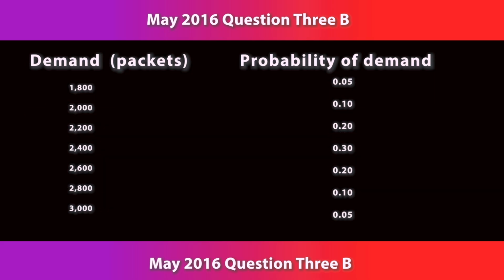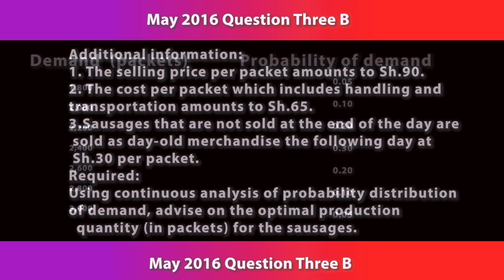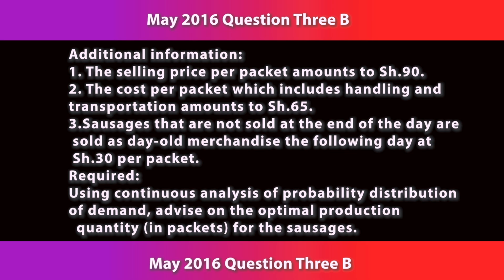From an analysis of past demand, he estimates demand for the sausages as follows: 1800 packets, probability of demand is 0.5; 2000 packets, 0.1; 2200, 0.2; 2400, 0.3; 2600, 0.2; 2800, 0.1; and finally 3000 with the probability of 0.5. The selling price per packet of sausages is 90. The cost per packet, which includes handling and transportation cost, is 65. Sausages that are not sold at the end of the day are sold as day-old merchandise the following day at 30 shillings per packet. So using continuous analysis of probability distribution of demand, advise on the optimal production quantity in packets for the sausages.